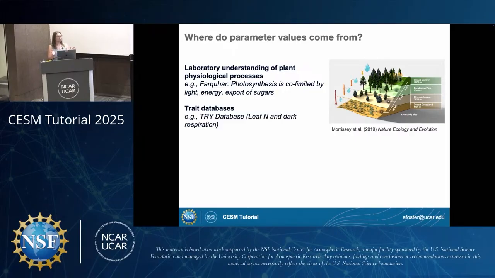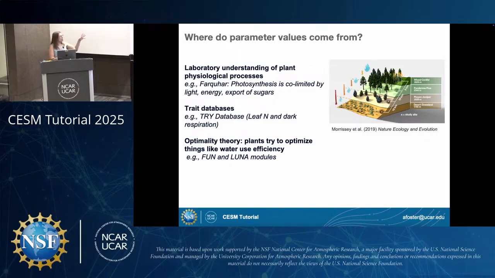Some of it can come from trait databases, like the TRY database, which can get you maybe leaf nitrogen, dark respiration amount. Some of it comes from optimality theory. So we think plants are trying to optimize things like water use efficiency. And then the FUN and LUNA models can use that.